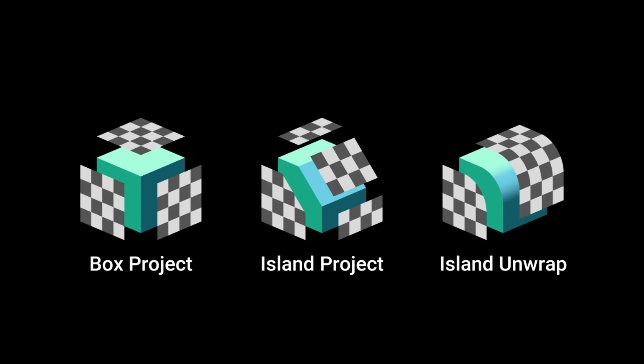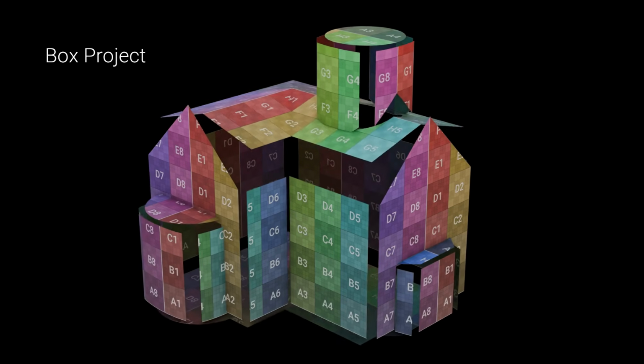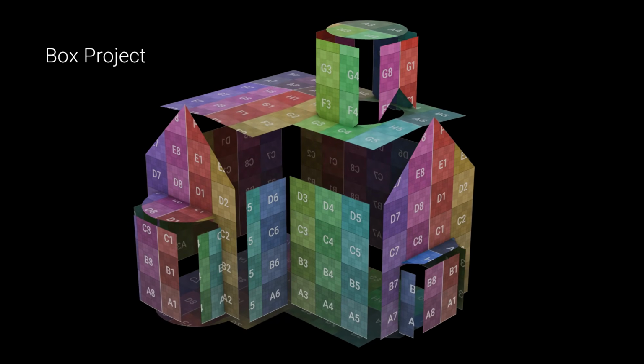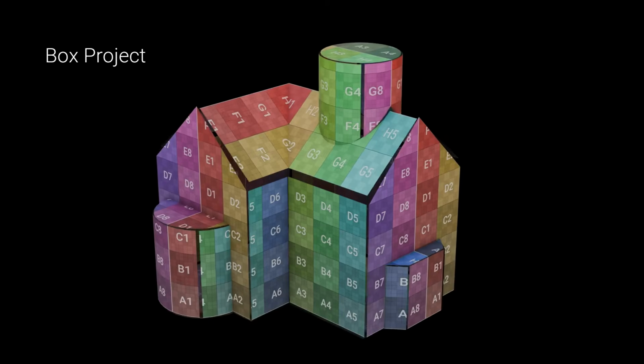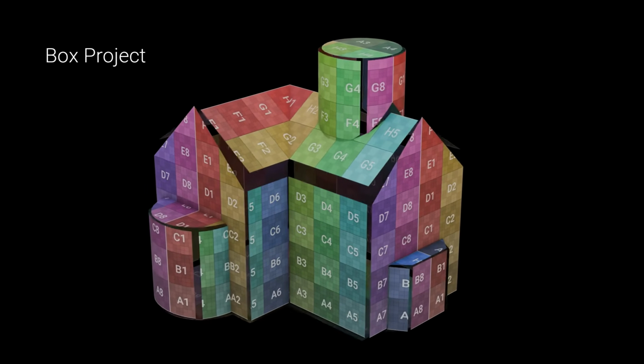There are currently 3 methods for generating UVs: Box Project, Island Project, and Island Unwrap. Box Project is the simplest and fastest method. Each face is planar projected from the most appropriate axis. It's a fairly standard way of projecting UVs, and is similar to the method found in Blender's Texture Shader node.